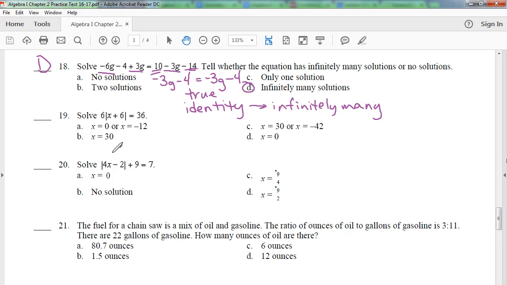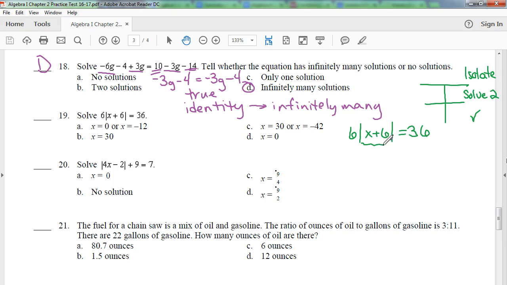Now, number 19 says to solve 6 times the absolute value of x plus 6 equals 36. Now here's where we had our little modified t-chart, and at the top we said to isolate the absolute value. In the middle we were to write and solve two equations, and then at the end we need to check our answer.